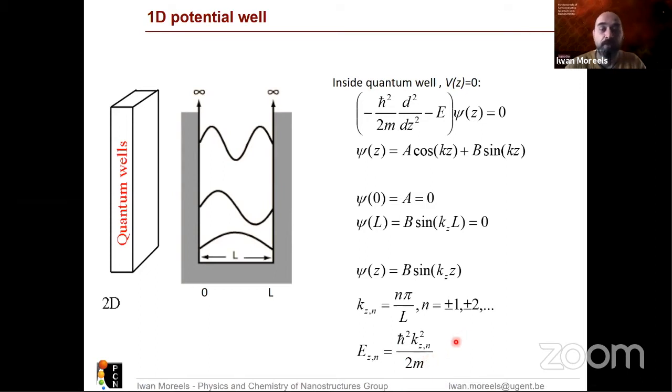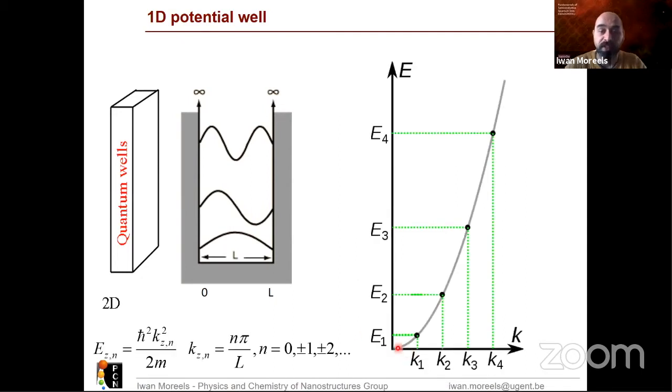So we have only discrete solutions to our Schrödinger equation. This means that if you plot this so-called dispersion relation, which is a parabolic equation, you see that this gray line represents the general solution, but for the quantum wells, we only have solutions at discrete k values. We have energies occurring at discrete energy values.